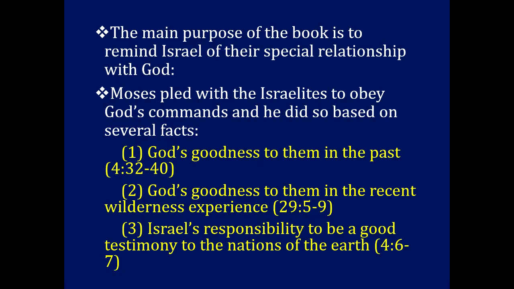Third, Israel's responsibility to be a good testimony to the nations of the earth. And he's going to deal with this in chapter 4, verses 6 and 7. They were to be seen as a people of wisdom and understanding and so on. But they were to be a light to the rest of the world. I mean, the whole world didn't just consist of the land of Canaan. There were nations outside of that, right? And so essentially God was going to bring them into Canaan, and he was going to establish them as a nation. That was going to be their territory, but they were going to be a light to the world. And people were to be drawn towards Yahweh because of the life that they lived. And the fact that they had such, as Moses reminds them in chapter 4, verses 6 and 7, such an intimate relationship with God.